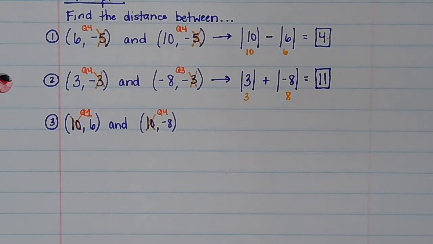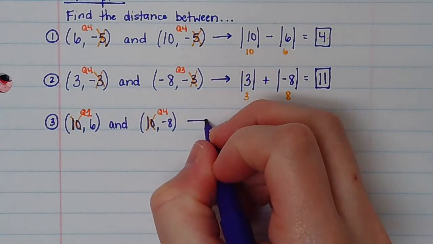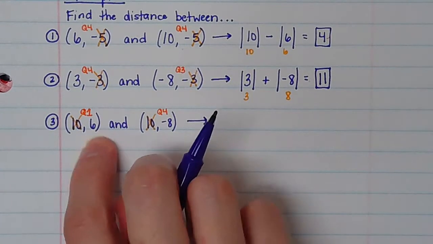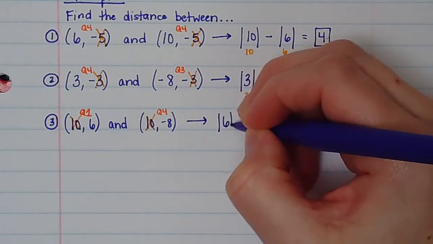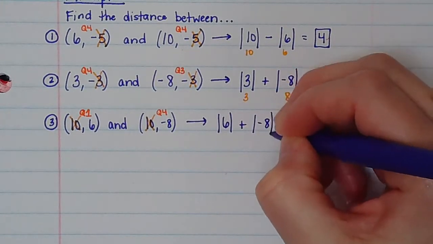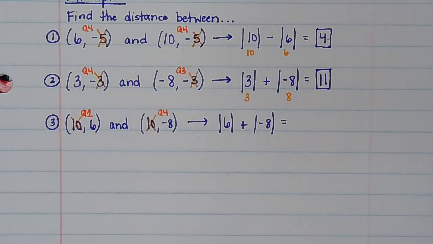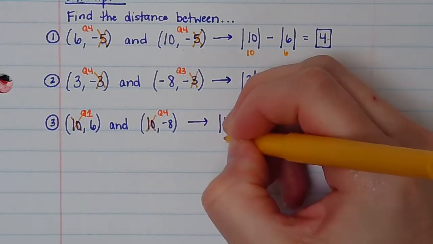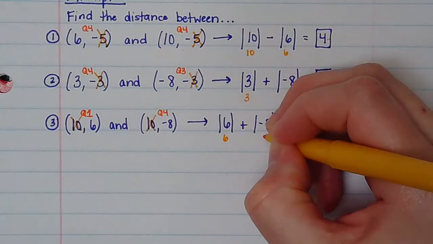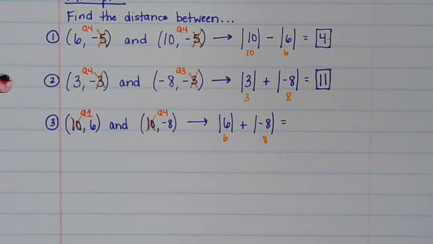So now I need to realize that since they're in different quadrants, I'm going to add. So I'm going to take the absolute value of 6 plus the absolute value of -8. The absolute value of 6 is 6, the absolute value of -8 is 8. So 6 plus 8 is just going to leave you with 14.